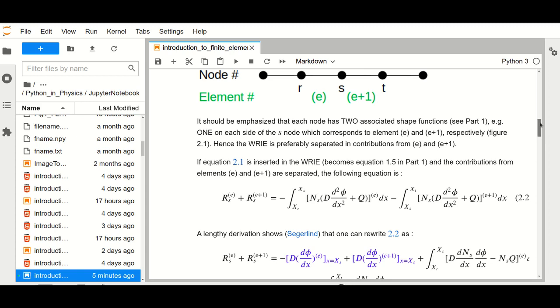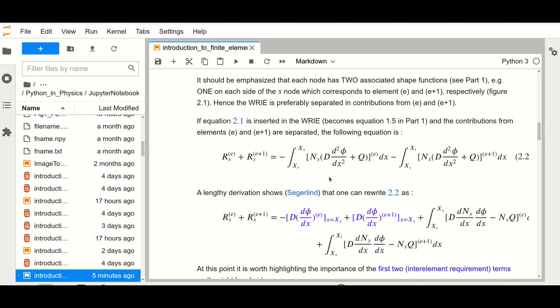And in this equation we have separated the contribution from the partial differential equation in the element e, and here we have the contribution from the same equation in e plus 1 here. You can also see this clearly because the integral is defined by xr and xs as end positions, and in the e plus 1 we have the xs and xt here.